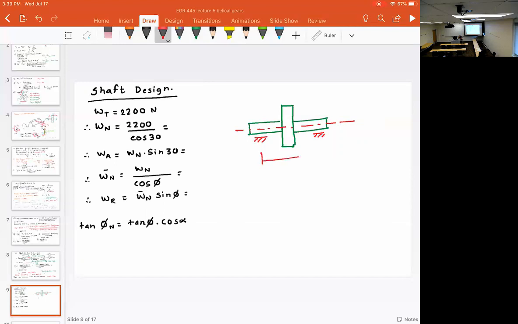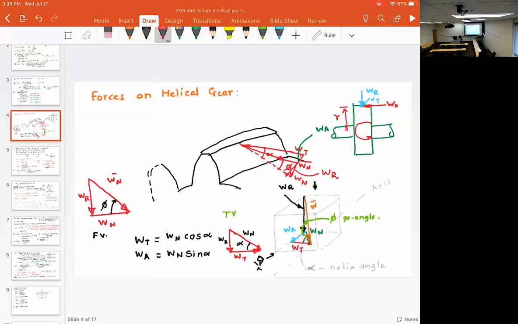What's the difference between W dash N and WN? Remember the three-dimensional force diagram that I have drawn? Wn is the component of Wn dash, Wn prime, in the horizontal plane. That is the Wn dash. On the left hand side, you see Wn.